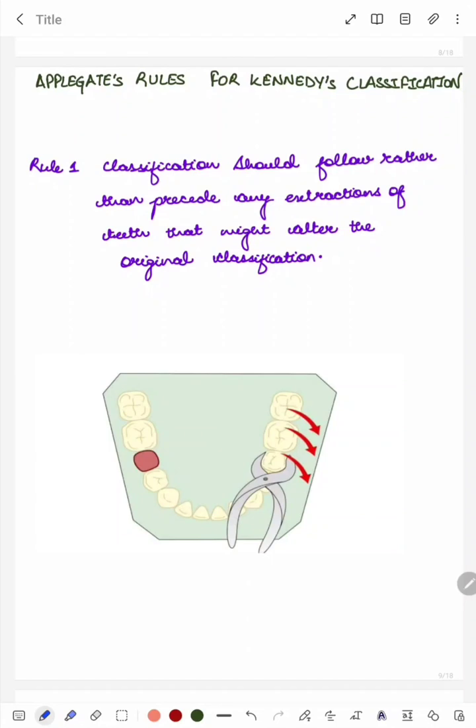Now there are certain rules for classifying edentulous areas. These are known as Applegate's rules for Kennedy's classification. Rule 1: classification should follow rather than precede any extraction of teeth that might alter the original classification. So first we need to extract the tooth, then we classify the edentulous area.